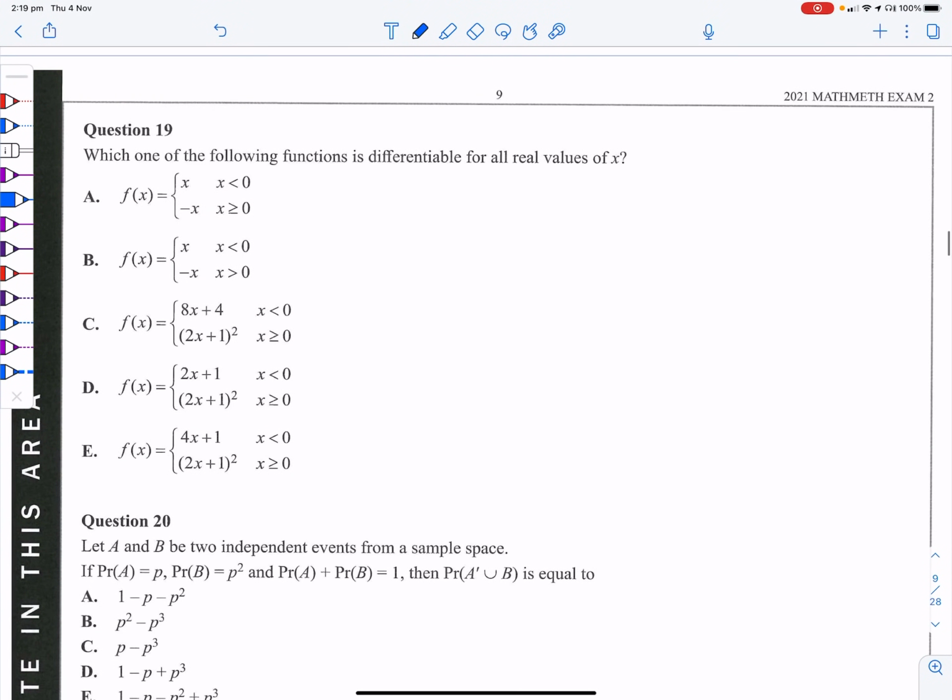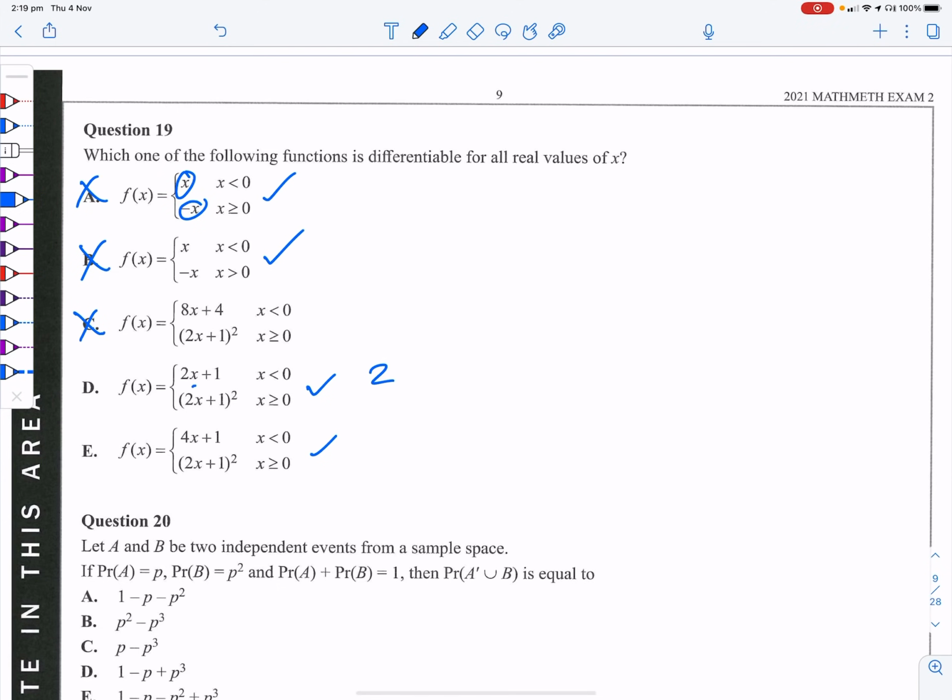Okay, this one here, which one is differentiable? So to be differentiable, the original function's got to be continuous. That's continuous. That's continuous, because if I put 0 in, they're both 0. For this one, if I put 0 in, I get 1. Scrap that. If I put 0 into here, I get 1. It's continuous. 0 into that, I get 1. Okay, the derivative's got to be continuous. Well, that's going to be negative 1 and 1. That's going to be negative 1 and 1.